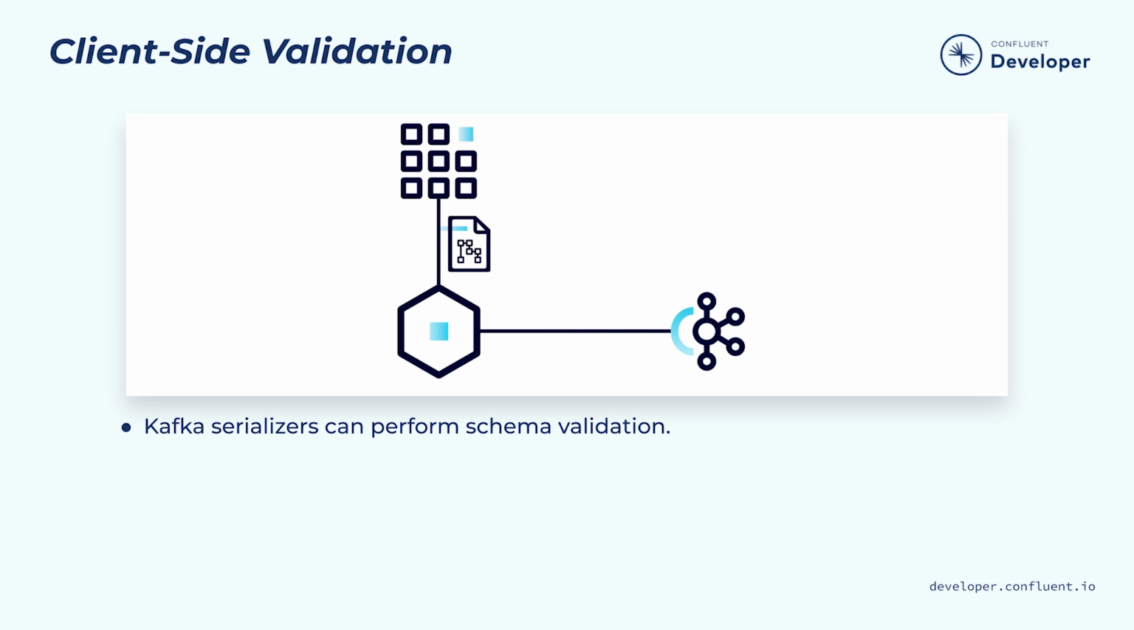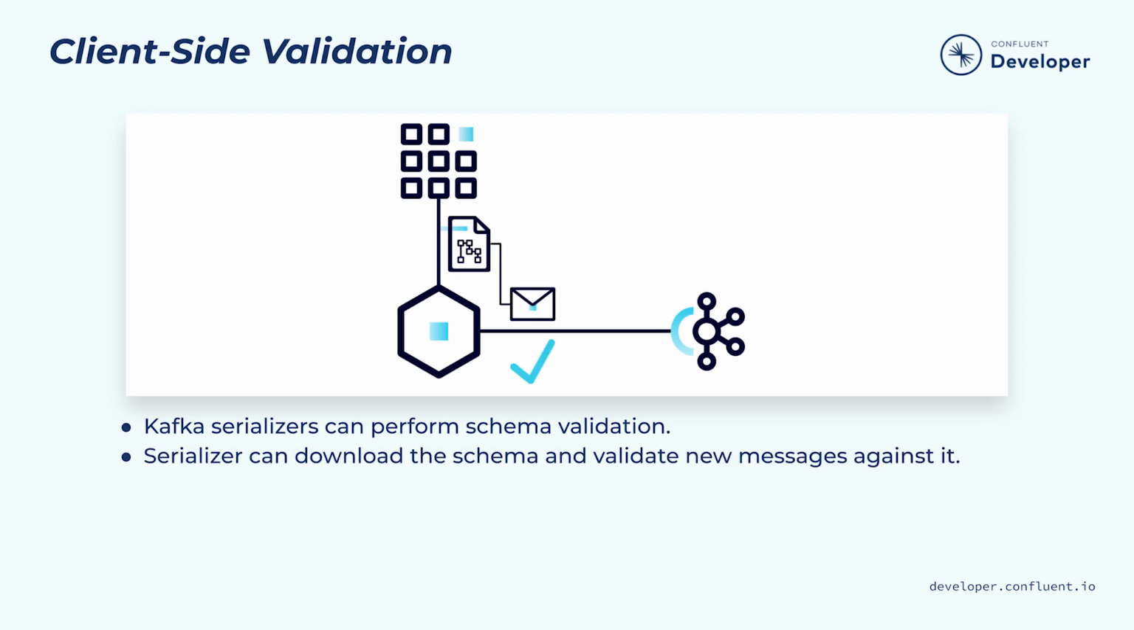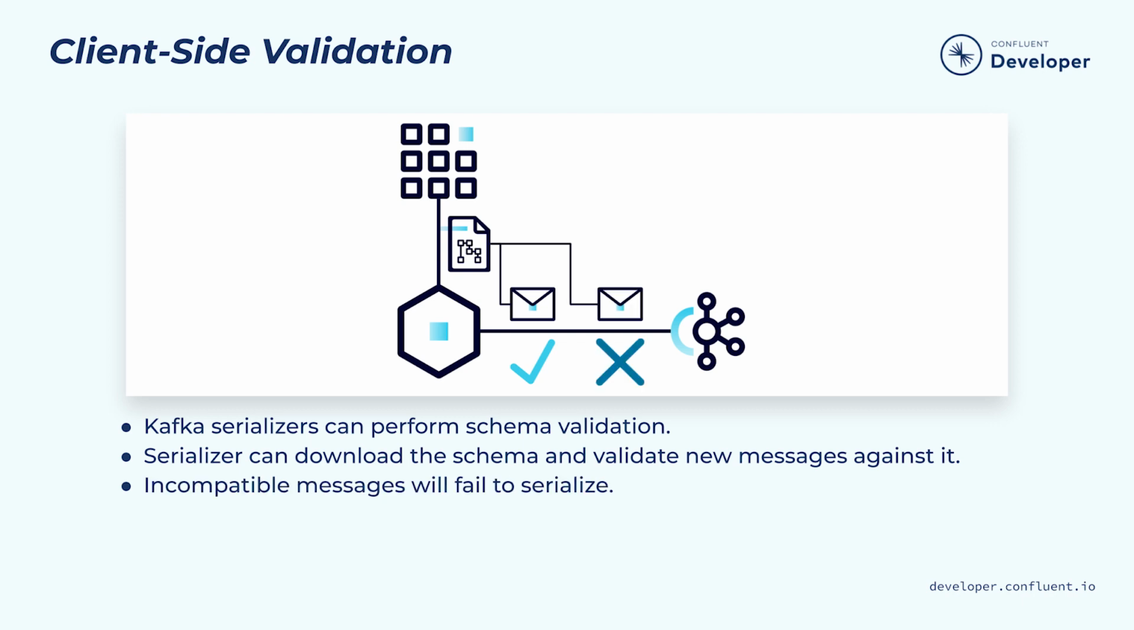To ensure that the data in the topic matches the schema, we can make use of Kafka serializers that perform schema validation. Essentially, the serializer in the client downloads the schema and validates the record against it. If the data is incompatible, the serializer will fail. This gives us an extra layer of protection to ensure that the data going into the topic is valid.